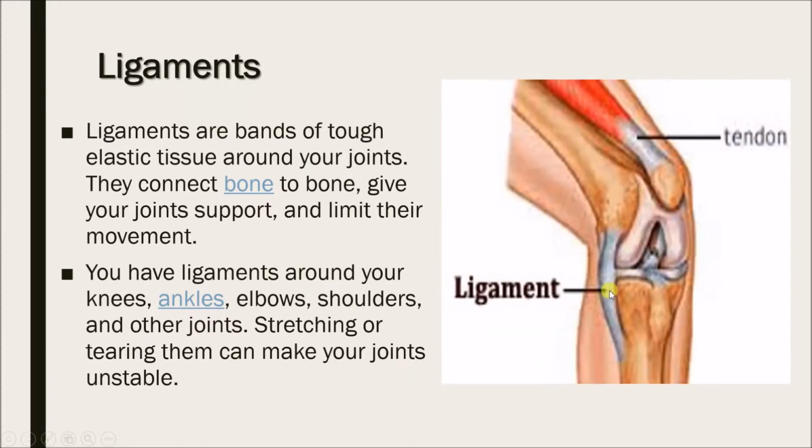And this is the picture of ligaments. There is your knee joint, and this is one bone, this is another bone, and these connecting bands are called ligaments. There are two ligaments found in your knee joint. The first one is on this side and the second one is on this side.